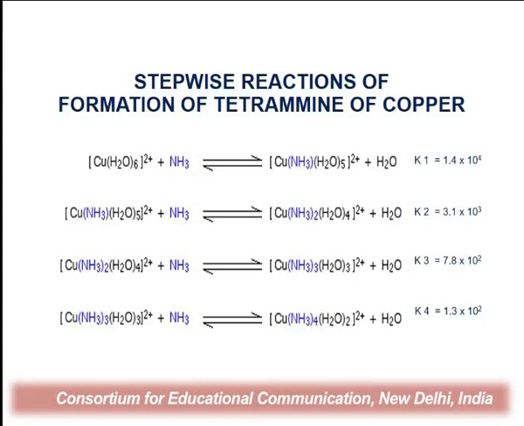The stability constant value K1 is given adjoining. In the next step, another molecule of ammonia gets attached and replaces another molecule of water. Similarly, in the third step, 3 molecules of water are replaced by 3 molecules of ammonia, and in the fourth step, 4 molecules of water are replaced by 4 moles of ammonia, and the stability constant values are given adjoining as you can see on the slide.